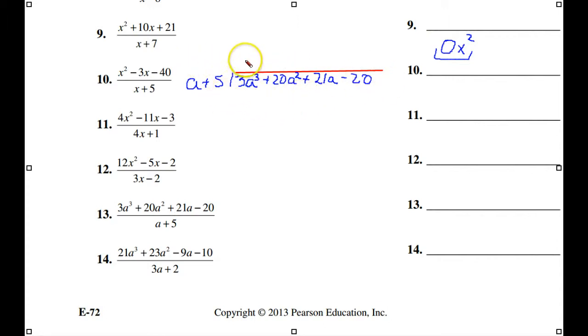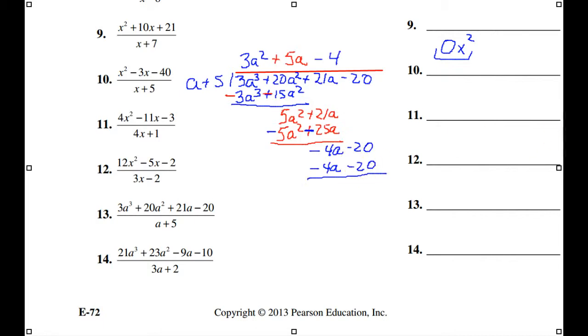So let's just do this one. This is going to be 3a squared. This times this gives me 3a cubed. This times this gives me a positive 15a squared. And to save time, I'll work this one out.